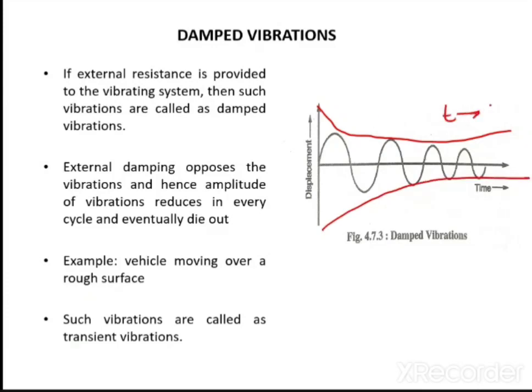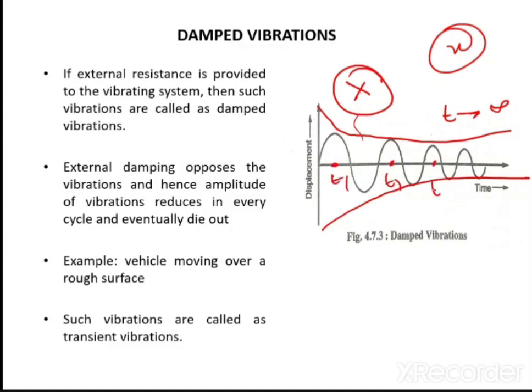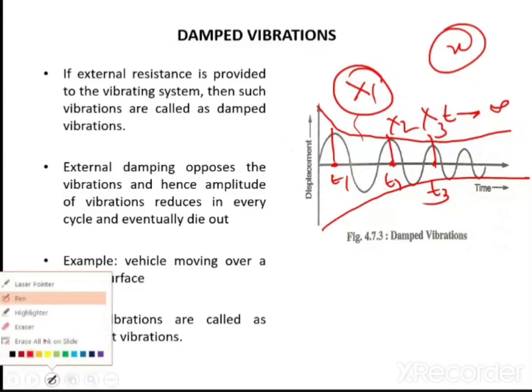Now you can see that as t tends to infinity, there is a change in the x. Change in the x means change in the output, amplitude or displacement. Amplitude and displacement are one and the same. Only amplitude is nothing but the maximum displacement. If x is the displacement, capital X is the maximum displacement, amplitude. So you can see that the behavior of output is changing with respect to time. Let us say this is time t1, this is time t2, this is time t3. At time t1, you have x1. At t2, you have x2. At t3, you have x3. So there's a change in the behavior of output. That is why such vibrations are called transient system.